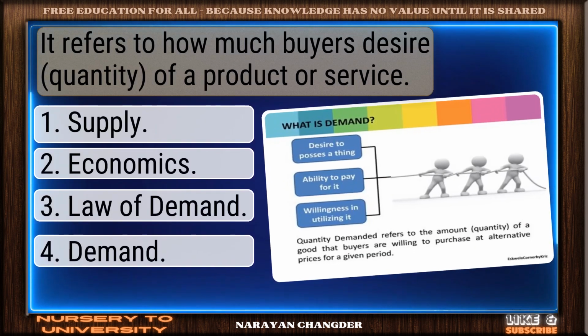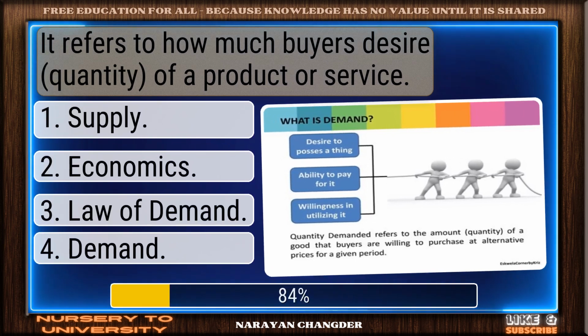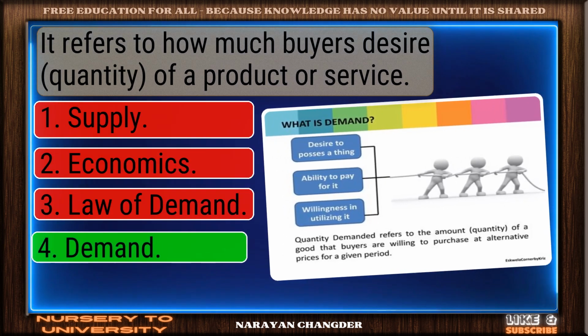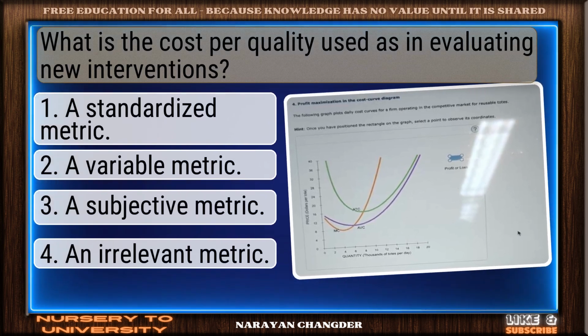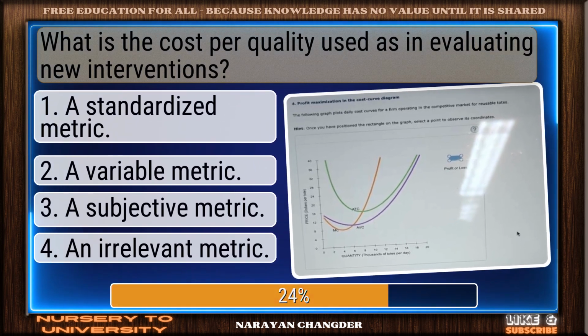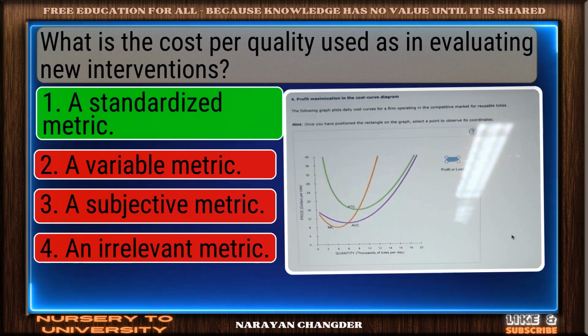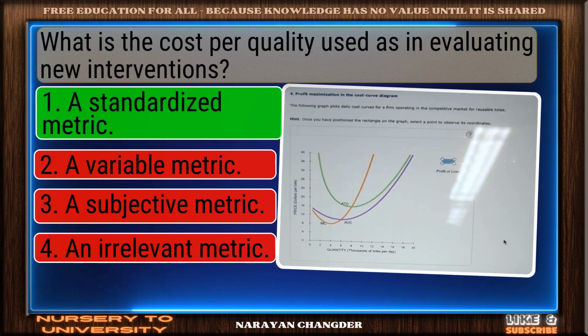It refers to how much buyers desire of a product or service. Exactly. Demand makes sense and it is the right choice. What is the cost per quality used as in evaluating new interventions? Bravo. A standardized metric is the answer.